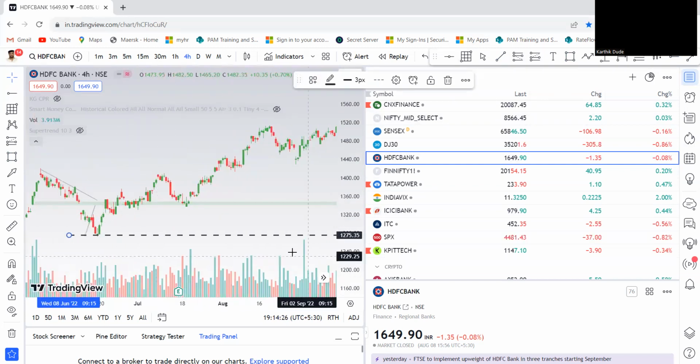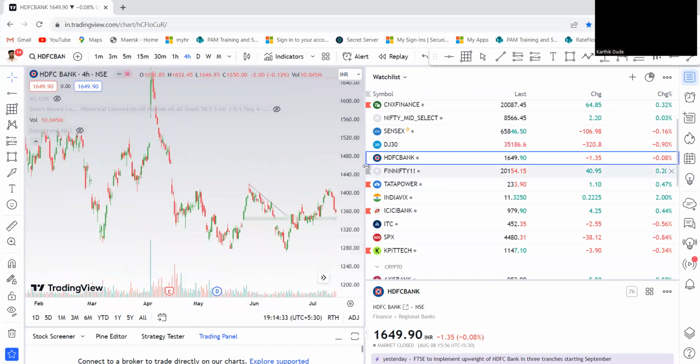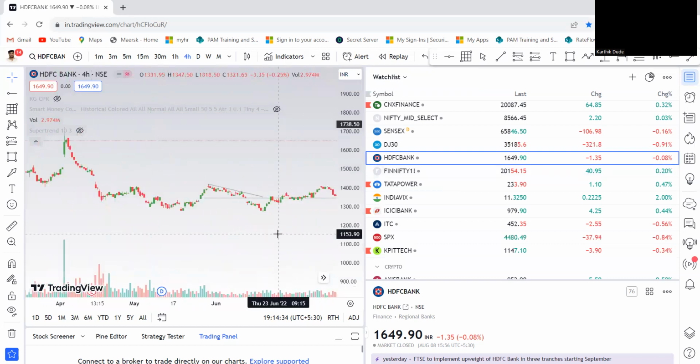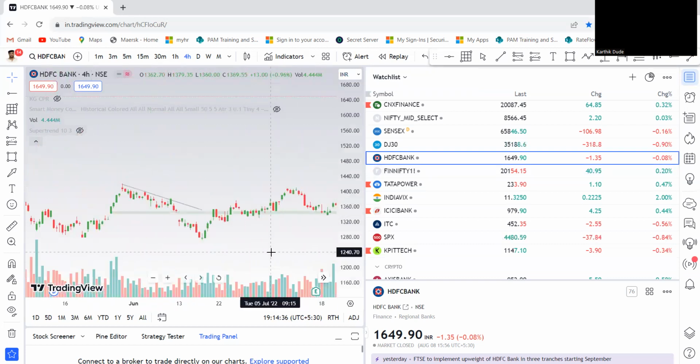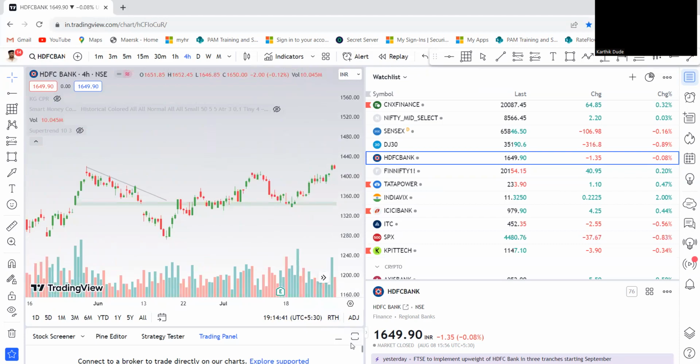See, once you get used to it, you can easily figure out the patterns. Just by viewing the chart, I can somehow figure out the patterns. So using patterns, you can actually trade. Hope this should be clear. Let's move on to the other chart pattern.